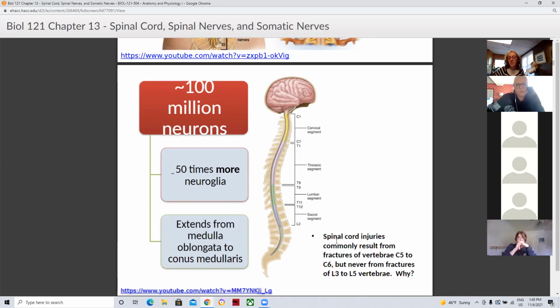Last question for today. Spinal cord injuries commonly result from fractures of the vertebrae C5 to C6, but rarely from fractures of L3 to L5 vertebrae. Well, why? Why do you rarely see them in the lumbar vertebrae?